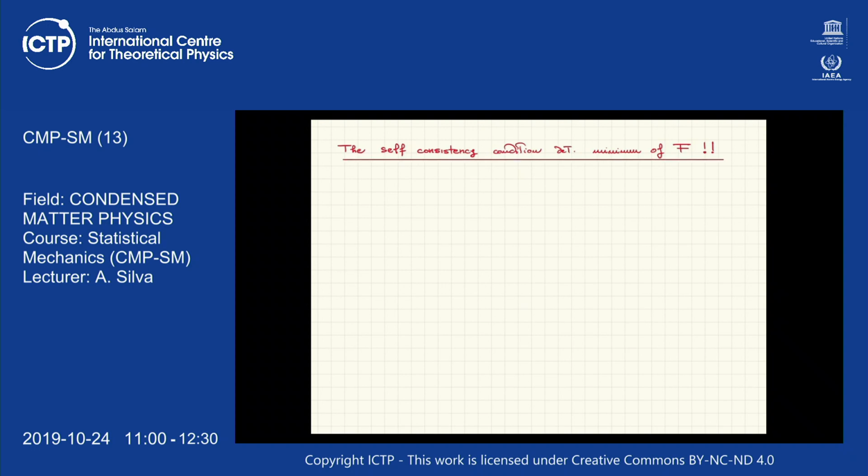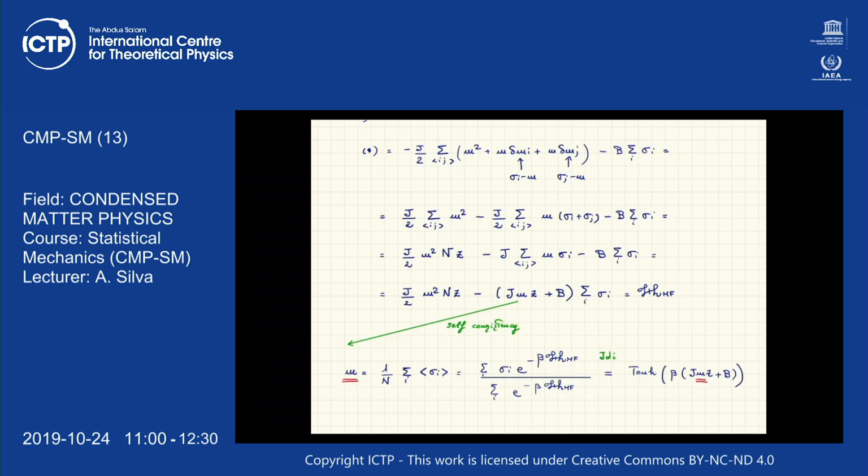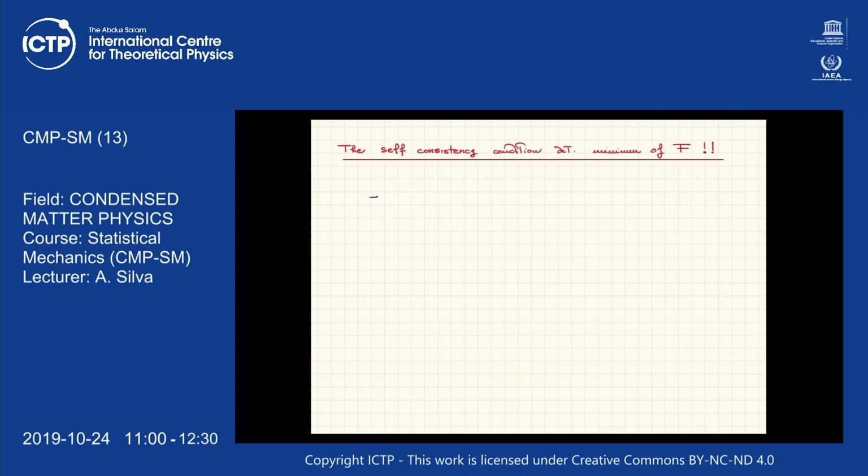Well, you know how to check it. You know that this is H mean field. Given H mean field, I can compute the partition function Z mean field, which is given by sum over sigma i e to the minus beta H mean field. And computing this partition function, I can compute what is the free energy. So I can set it equal to e to the minus beta F, right?